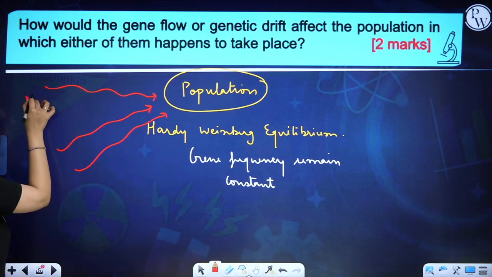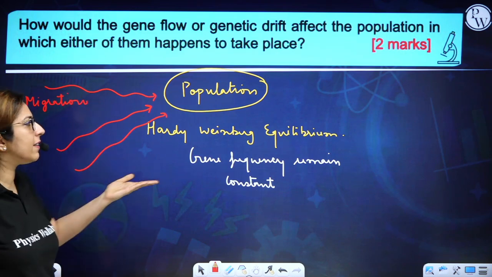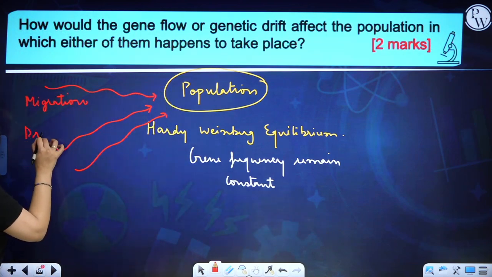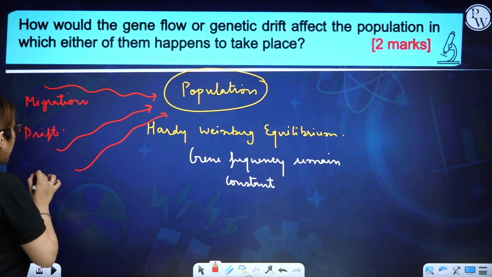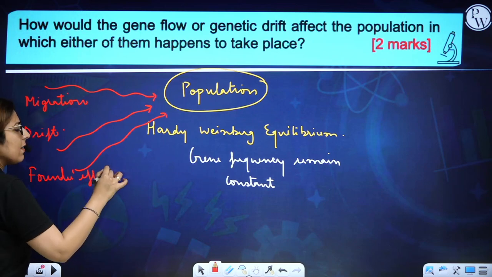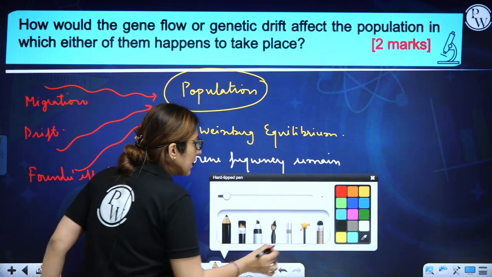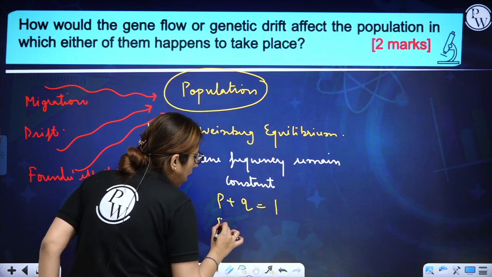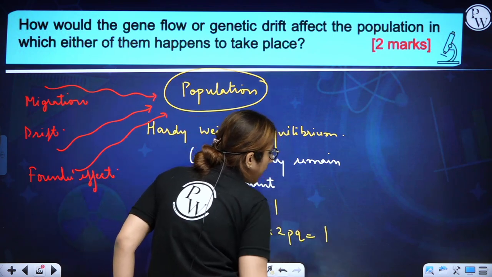For example, these forces can be migration. That means people are moving in and moving out of the country. Definitely it is going to affect the gene frequency. And suppose genetic drift is happening, a sudden change is happening, or the founder's effect is happening. Anything which is happening is definitely going to affect this population. And the Hardy-Weinberg equilibrium, which says the gene frequency tends to remain constant, that p plus q is equal to 1, or p square plus q square plus 2pq is equal to 1, it will not be 1 anymore.